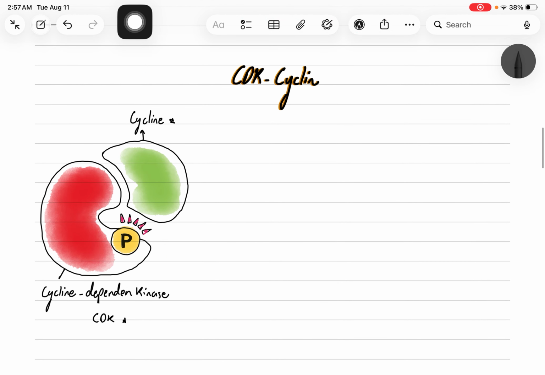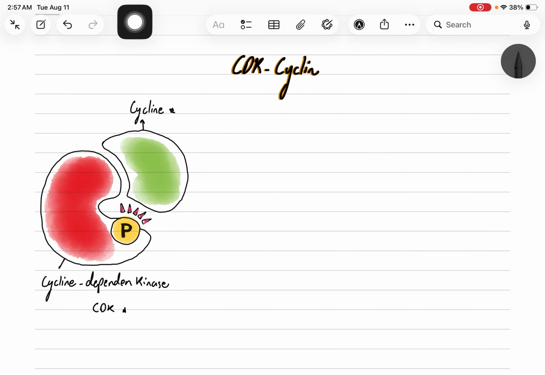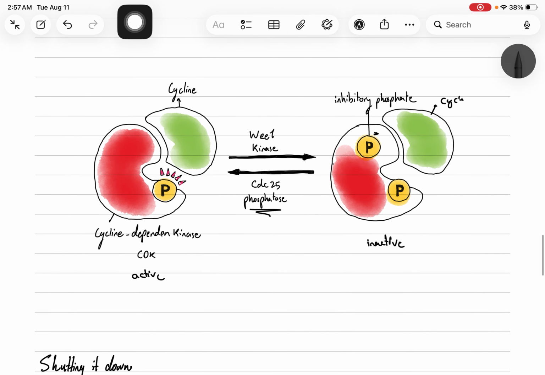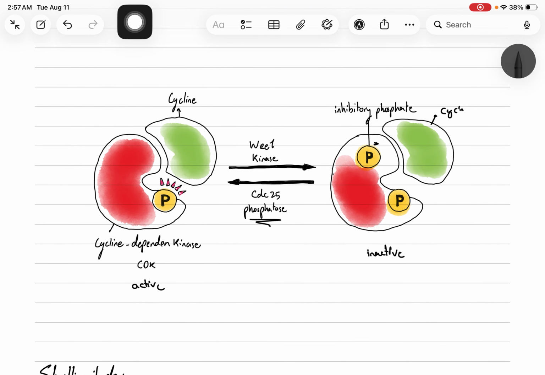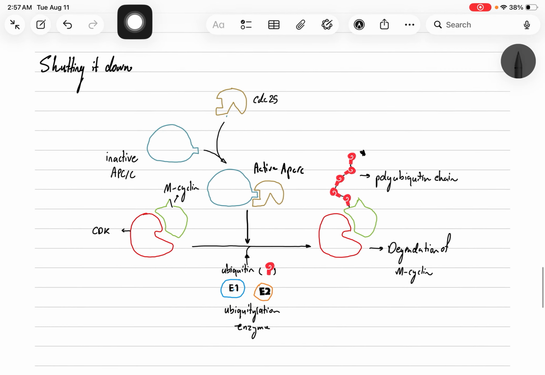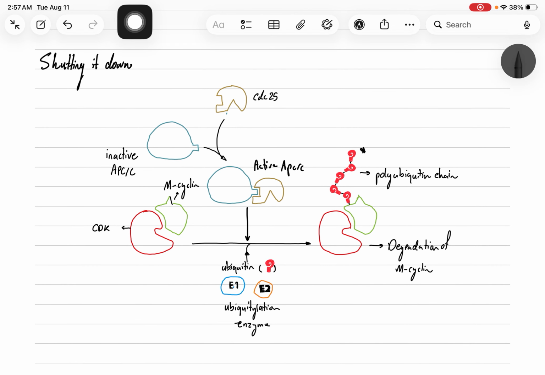So here's a recap. CDK levels stay constant. This is important. CDK levels stay constant, but cyclin controls their activity and specificity. Cyclin binding partially activates CDK, and CAK phosphorylation fully activates it. Wee1 and CDC25 fine-tune that switch, and APC/C shuts down the whole thing by tagging cyclins for destruction, resetting the system for the next cycle.